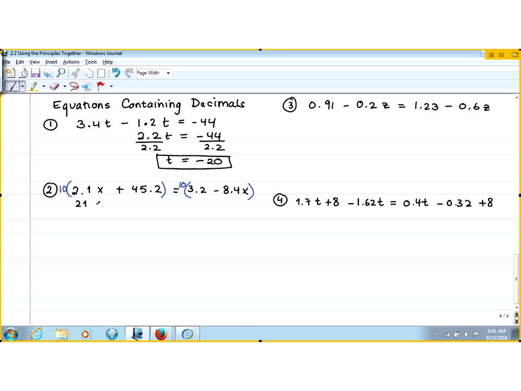Right? So when we multiply by 10, we have 21x plus what? Yeah, 452 is equal to 32 minus 84x. Yes, good. So now let's subtract 452 from both sides.